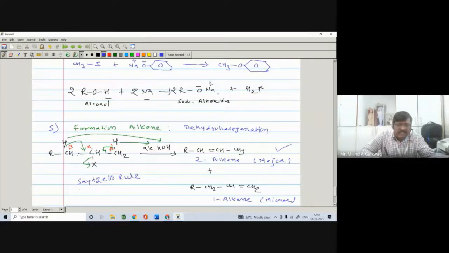What is the Saytzeff rule? The Saytzeff rule tells us that the elimination takes place in such a way that there is a formation of the highly alkyl substituted alkene as the major product. So in this case, there is a formation of an alkene in which two R groups are directly attached to the doubly bonded carbon atom, so it is a dialkyl substituted alkene. In this case only one R group is directly attached to the doubly bonded carbon atom, so it is a monoalkyl. When there are more R groups directly attached to the doubly bonded carbon atoms, it is the major product. So here the first is the major and the second is the minor.